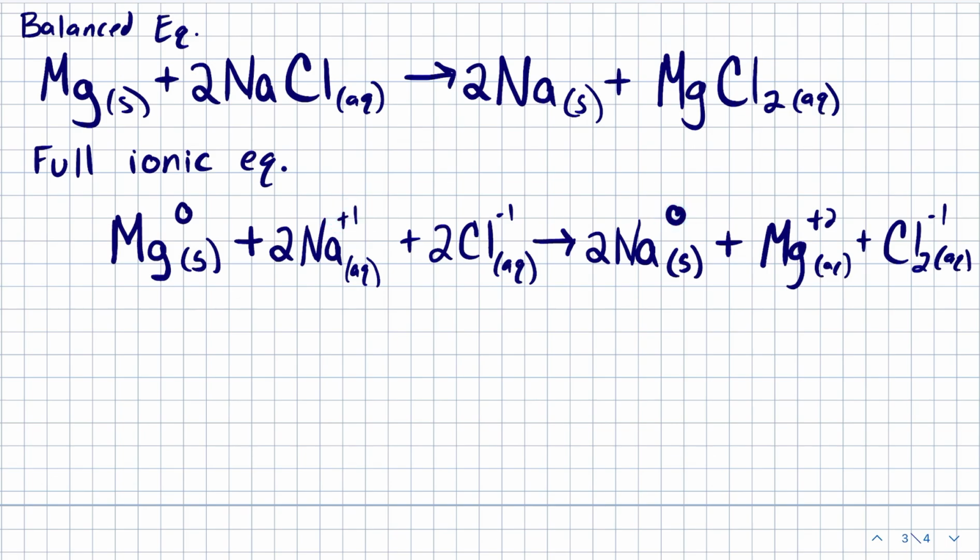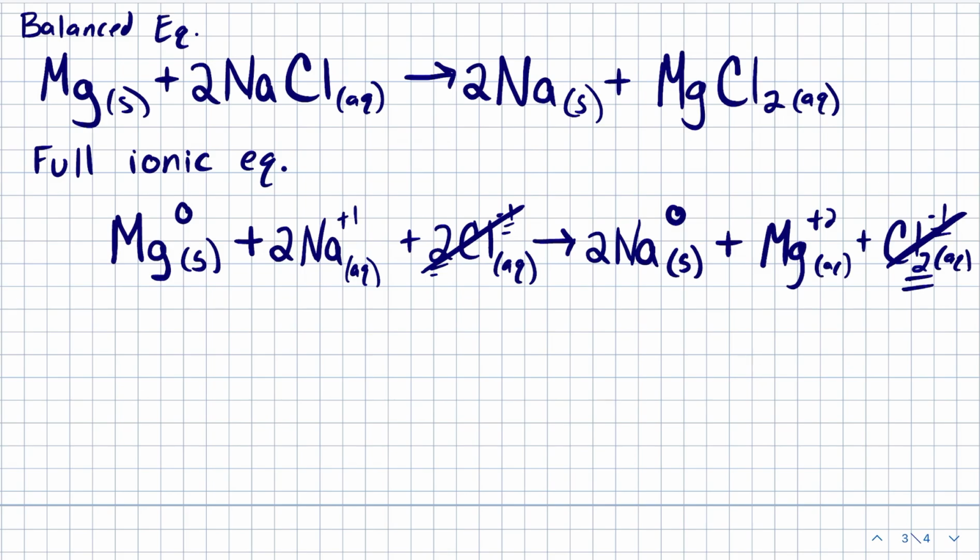However, when I look at my chlorine, I have 2 chlorine ions. On the other side, I have 2 chlorine ions. So they are exactly the same, and they will cancel out. If they didn't balance, if I only had 1 chlorine on one of the sides, that would tell me to go back and check my balancing and my balanced equation. I might have forgotten something.